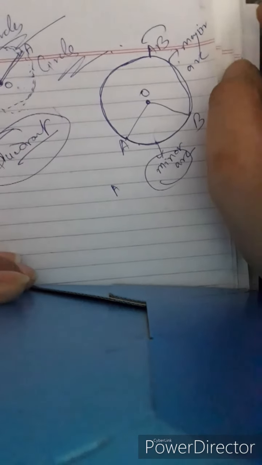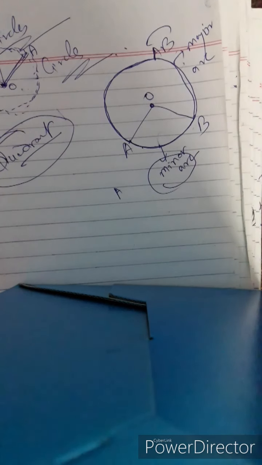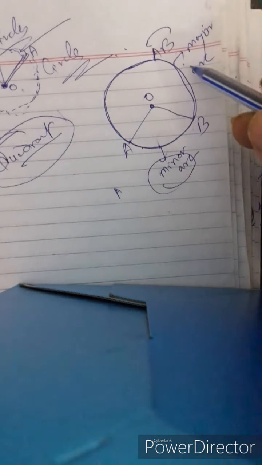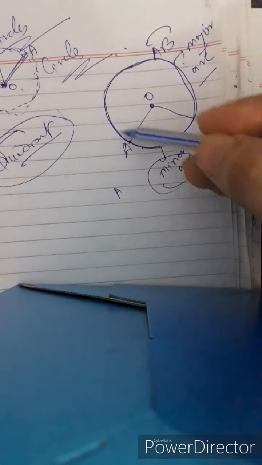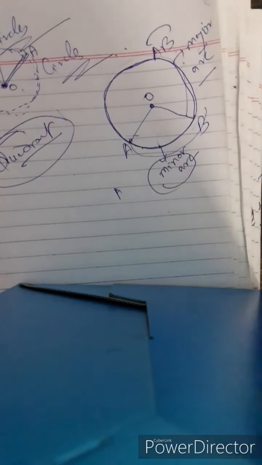In other words, a major arc is an arc which is greater than a semicircle. A minor arc is an arc which is less than a semicircle. In simple words. Now we'll take a look at a problem regarding arcs and their measures.